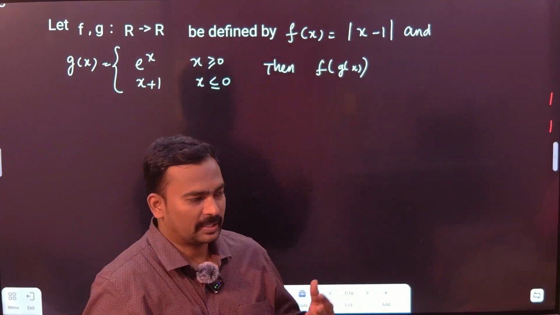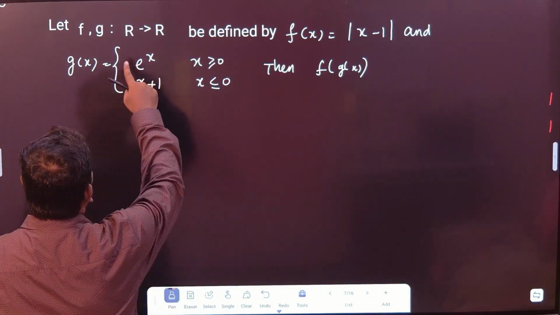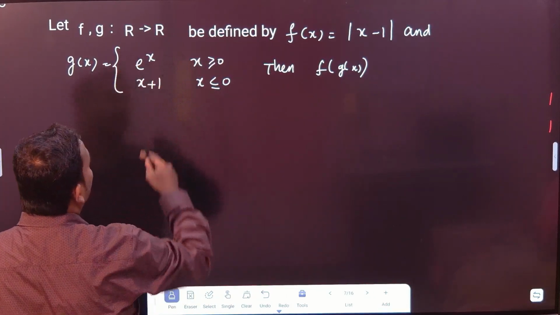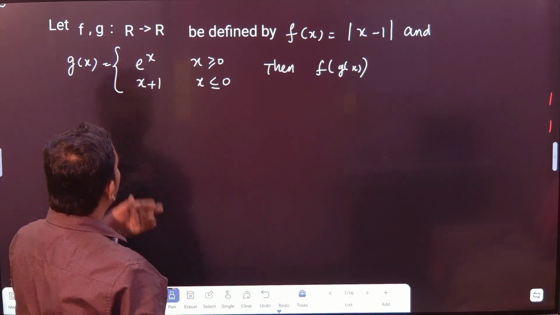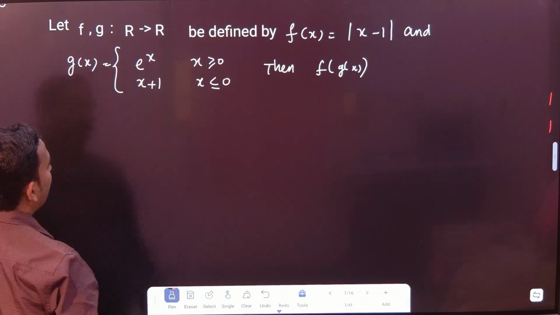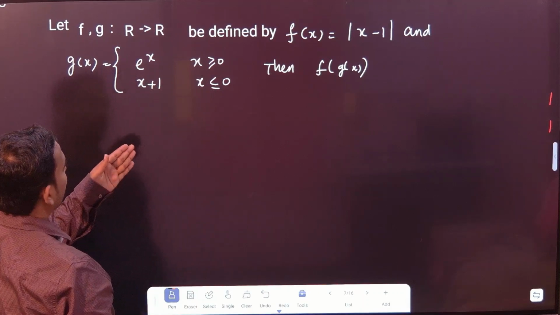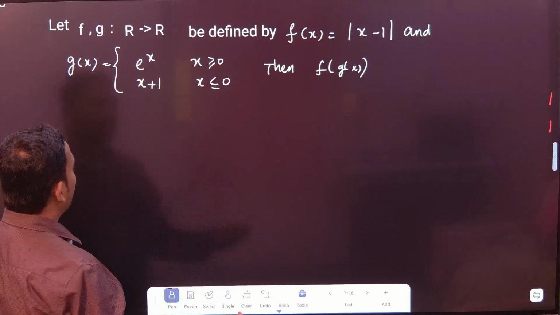Hello everyone, we'll continue this question. The functions f and g are from real numbers to real numbers. f of x is given as mod x minus 1, and g of x is given like this: e power x when x is greater than or equal to 0, and x plus 1 when x is less than 0. We need to calculate f composition g of x.